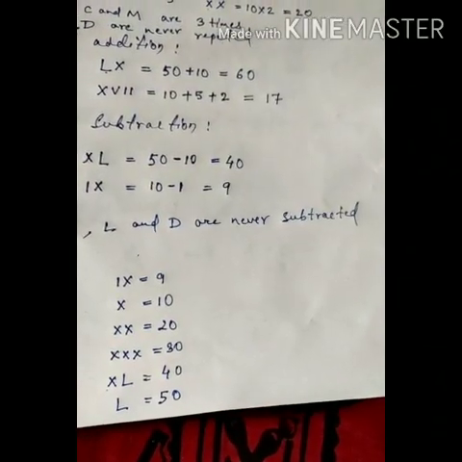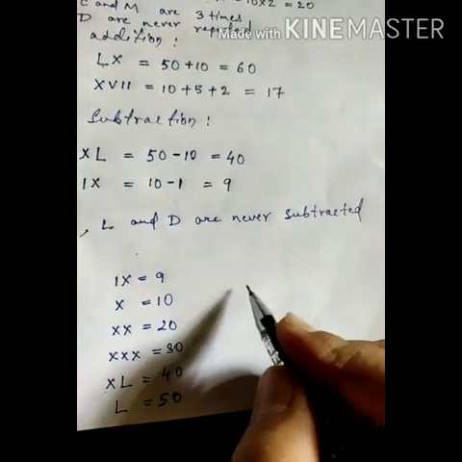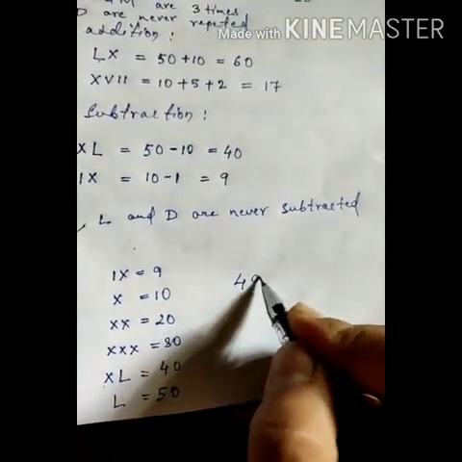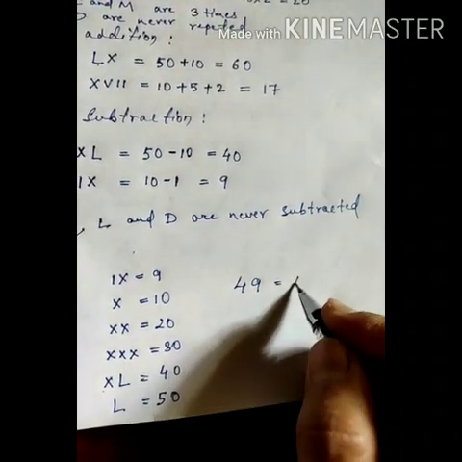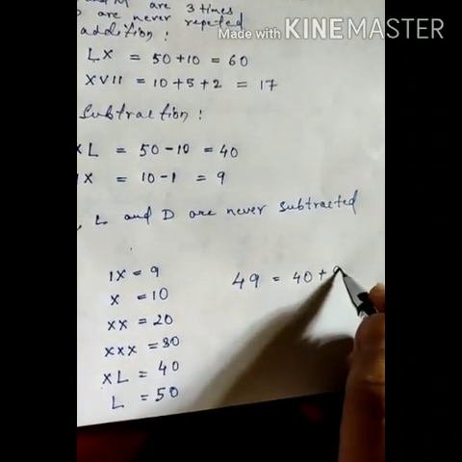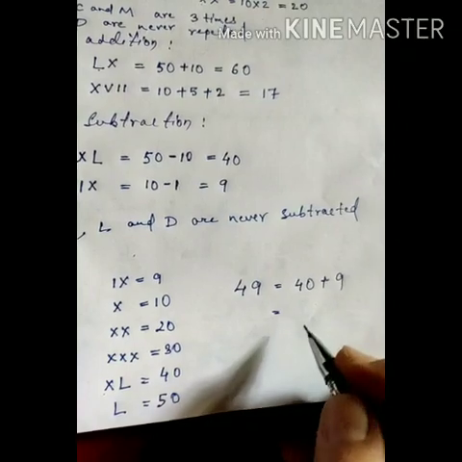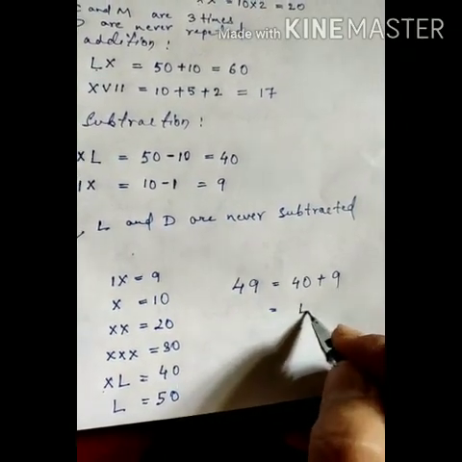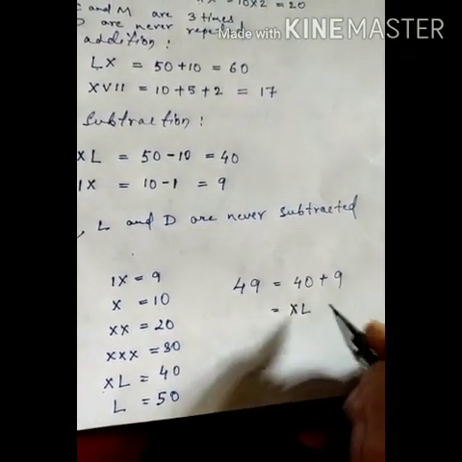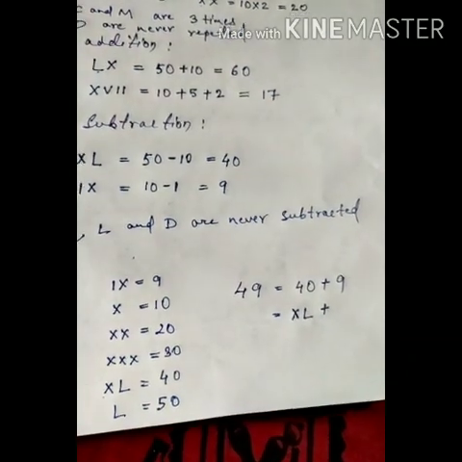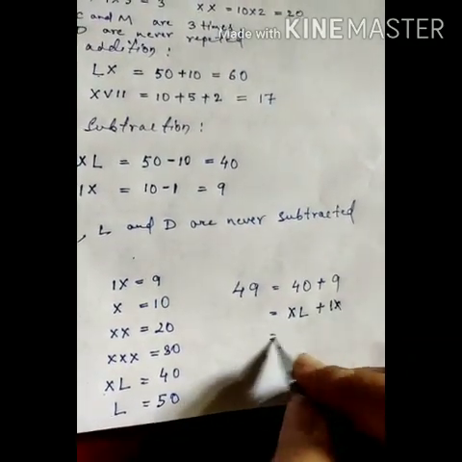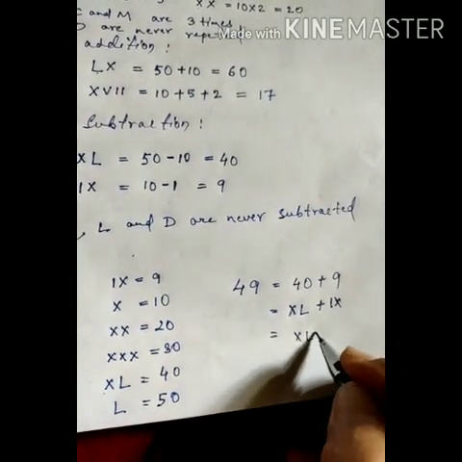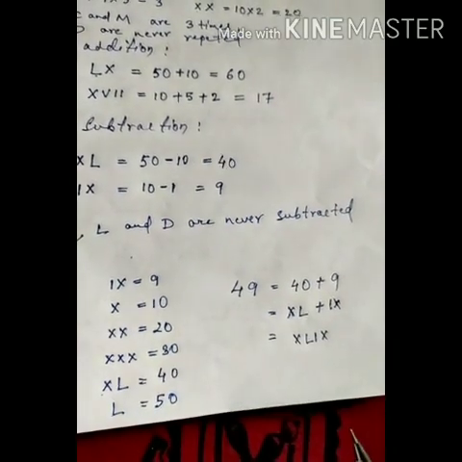Now for example, if I want to write 49 in Roman numerals, I will just write 40 first and then add 9. So how to write 40? 50 minus 10, and plus 9. 9 means 10 minus 1. So you will get XLIX.